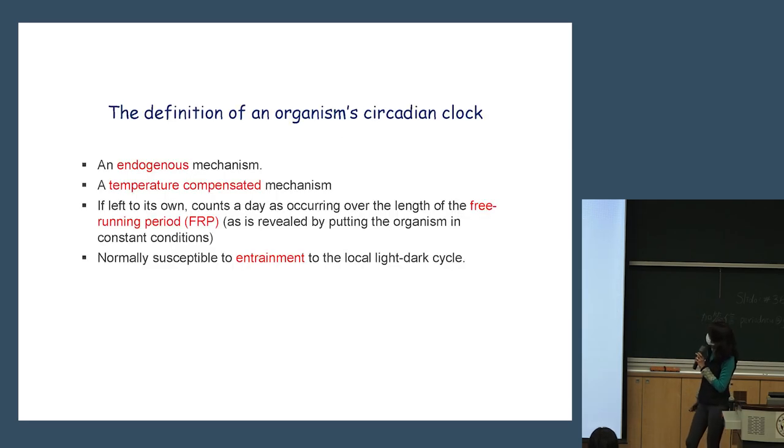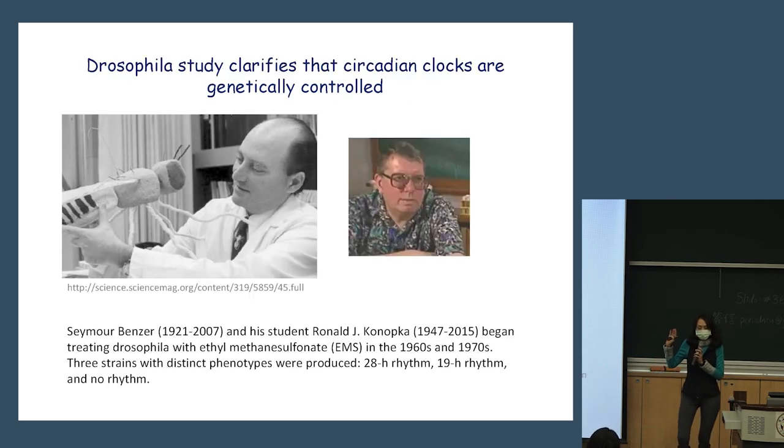So the definition for the circadian clock is endogenous. Okay, 内生性的. It's temperature compensated. 它对这个温度变化不会有太大的这个改变。Without light exposure, you still have the free running period. Okay, and it can be entrained. 它可以跟这个外面同步化。All of the above is observation, right? When this person wakes up, when this person goes to sleep. But why? What controls it?